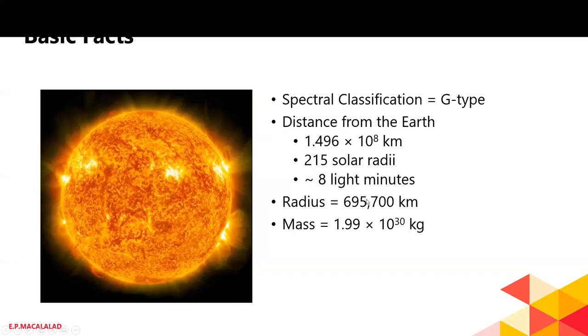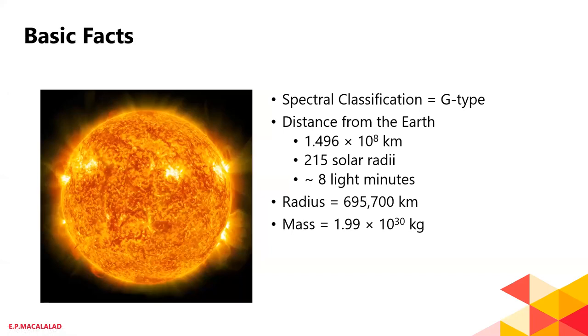So the sun is a G-type star. Basically, it belongs to the main sequence of the solar characteristics. The distance of the Earth from the Sun is about 1.49 times 10 to the 8 kilometers. So that's the definition of your one astronomical unit. That distance is equivalent to about 215 solar radii. So that means if you're going to put in a number of suns, about 105 suns can fit between the Earth and the Sun.